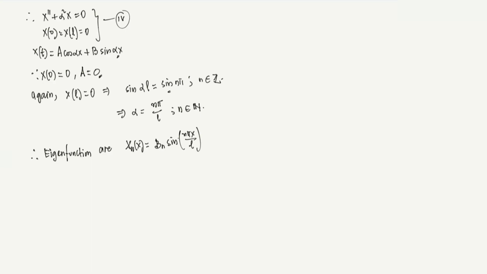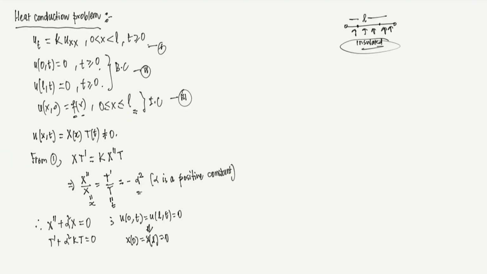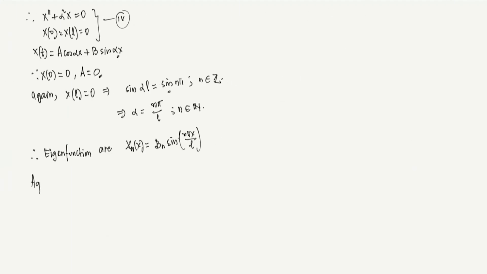Now we have another equation. This is just the x part. There is the t part, t prime plus alpha square k t equals 0. Is it okay? So what does that imply? You can easily see that t of t is nothing but C times e power minus alpha square kt. Clear? Now, you see this alpha square, we already know what alpha is.